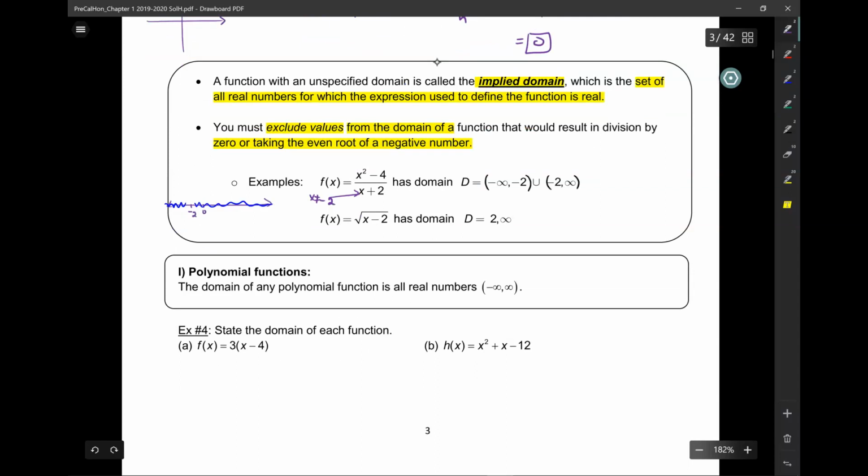What's the problem with the square root? You can't have a what inside? A negative. Can you have a 0 inside? You can have a 0 inside. You just can't have a negative inside. So the way we do it is, okay, this has to be a positive number. x minus 2 has to be, I'm sorry, greater than or equal to 0. So x has to be greater than or equal to 2. In function notation, that's 2 to infinity.